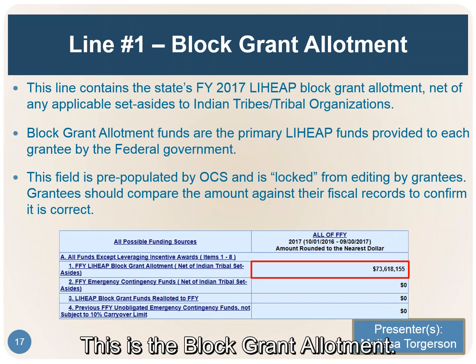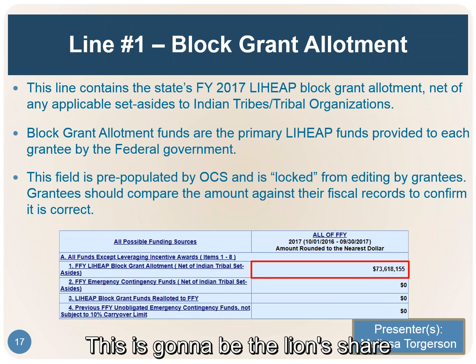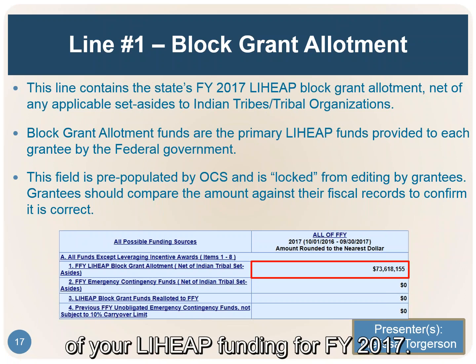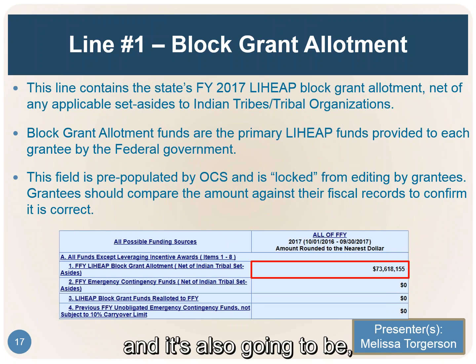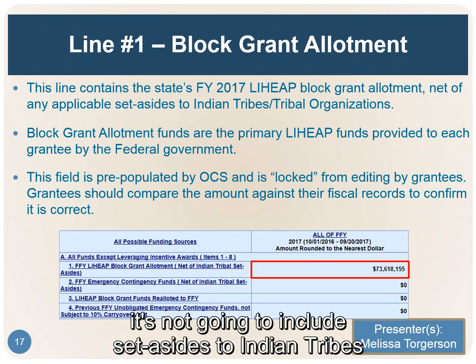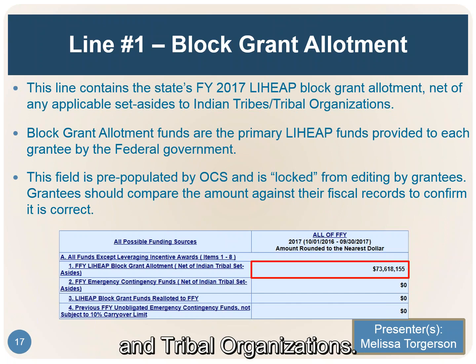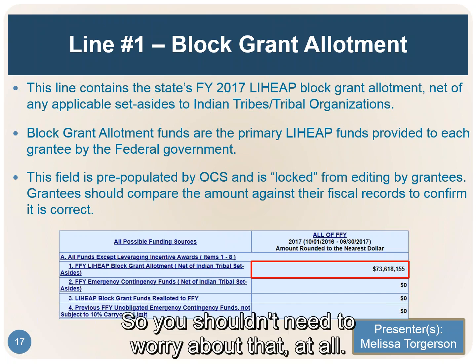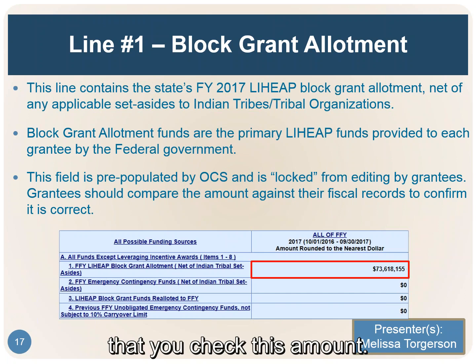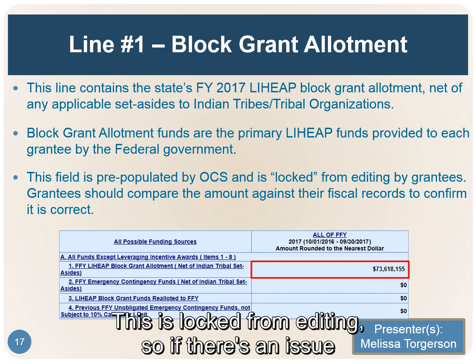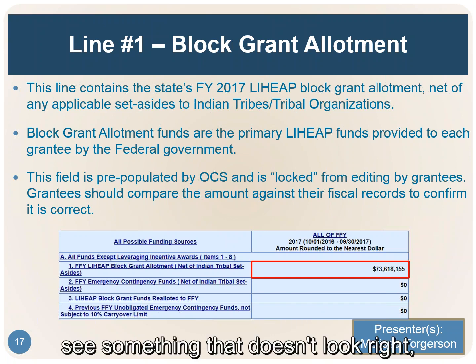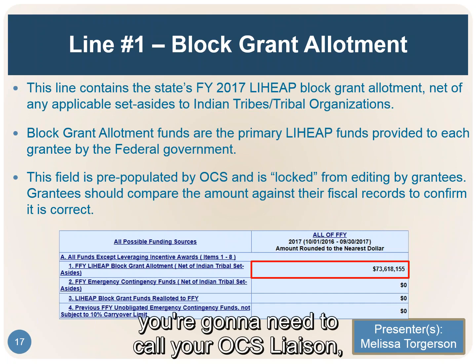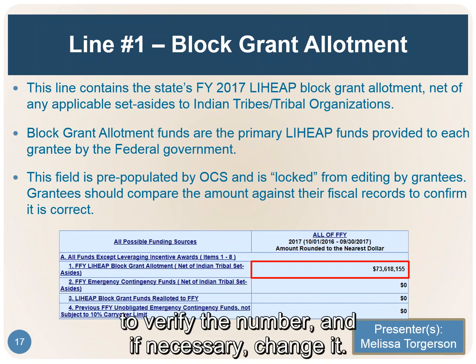We'll jump right into this. This is the block grant allotment. This is going to be the lion's share of your LIHEAP funding for FY 2017. Once again, this is going to be pre-populated, and it's not going to include set-asides to Indian tribes and tribal organizations, so you shouldn't need to worry about that at all. But once again, it's very important that you check this amount. This is locked from editing. So if there's an issue or you see something that doesn't look right, you're going to need to call your OCS liaison to verify the number and, if necessary, change it.